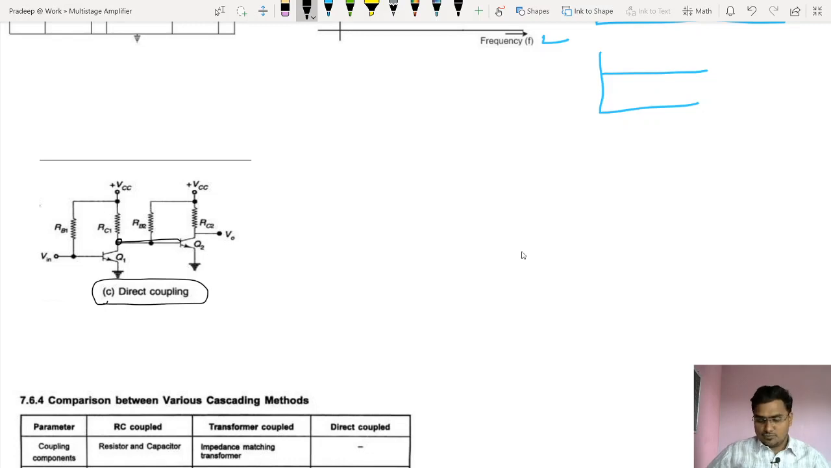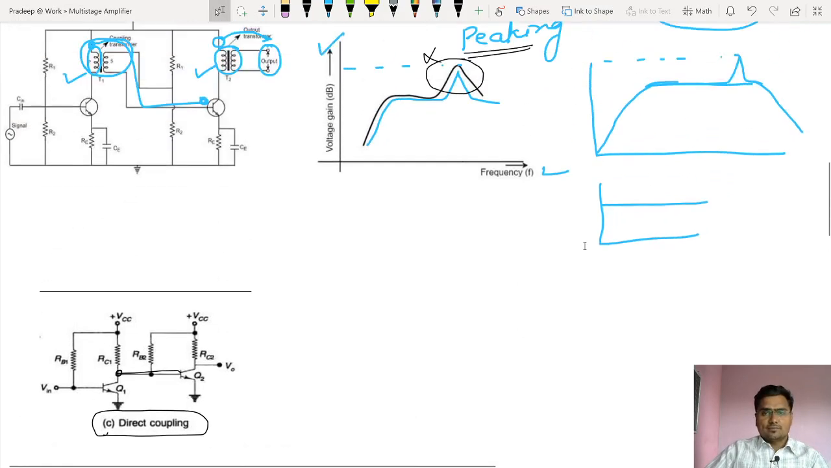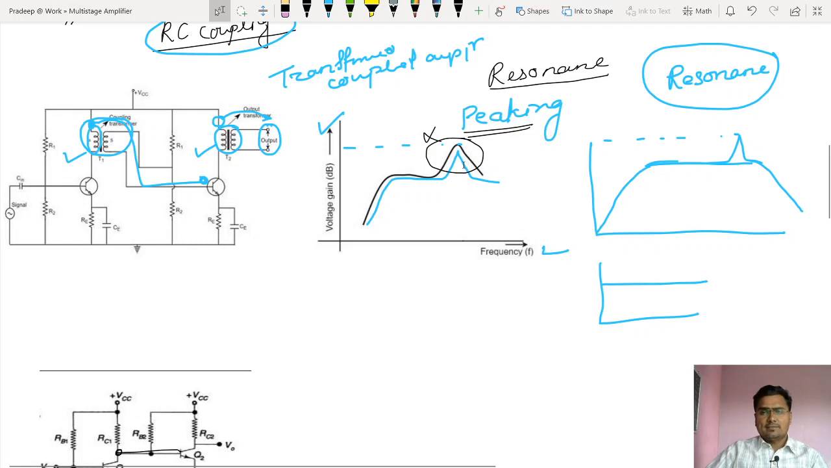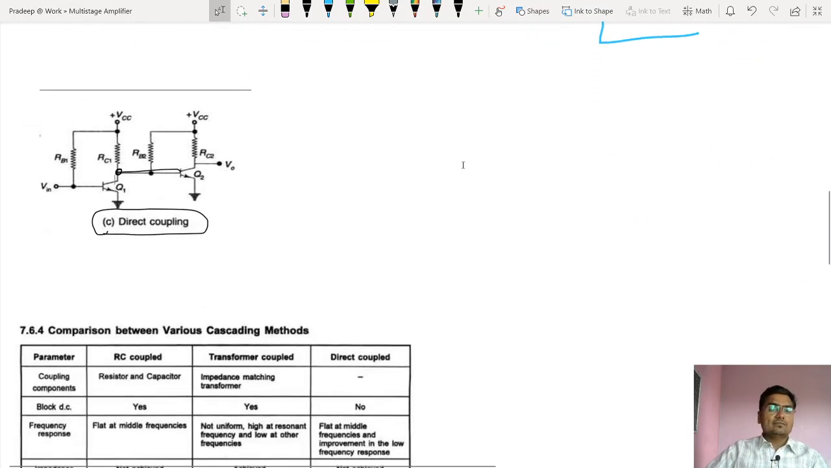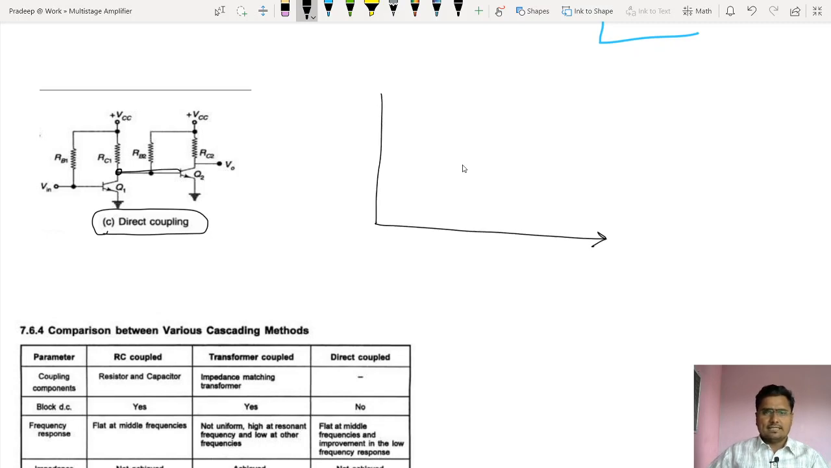Intentionally, I have not drawn the frequency response of direct coupling. The frequency response of RC coupling is quite the same as a single stage RC coupled amplifier. In transformer coupling, I am getting a peaking just because of the resonance. But in a direct coupled amplifier, what kind of frequency response am I supposed to get? Here I will draw gain, and here it is frequency.